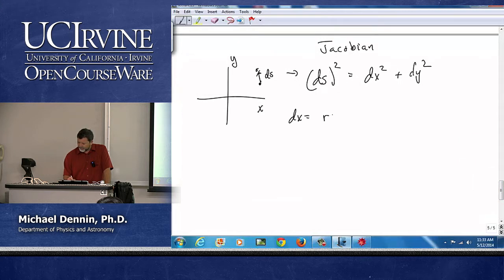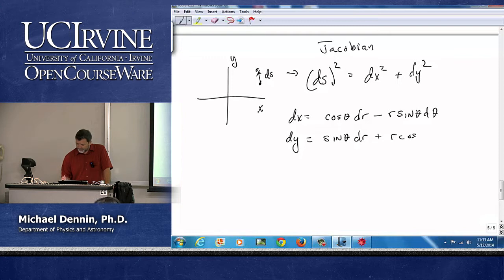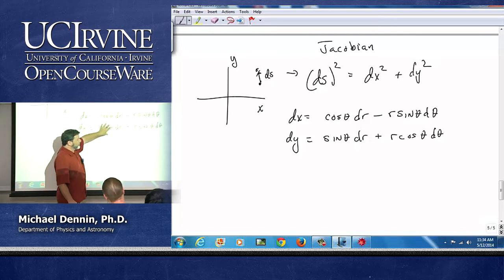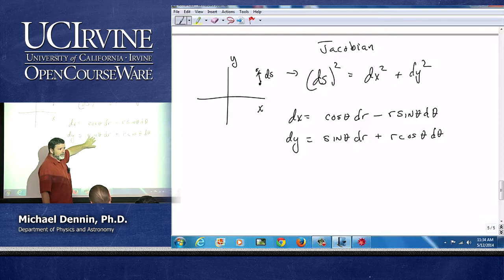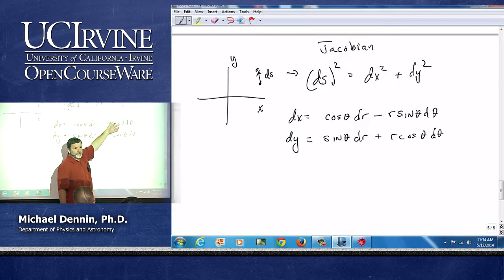Dx, if I work out my partial derivatives, is cosine theta dr minus r sine theta d theta, and dy is sine theta dr plus r cosine theta d theta. So we have our derivative with respect to r, just brings the trig function that we had. So x was r cosine theta, y was r sine theta. And our derivative with respect to theta, derivative of cosine is minus sine, derivative of sine is cosine.